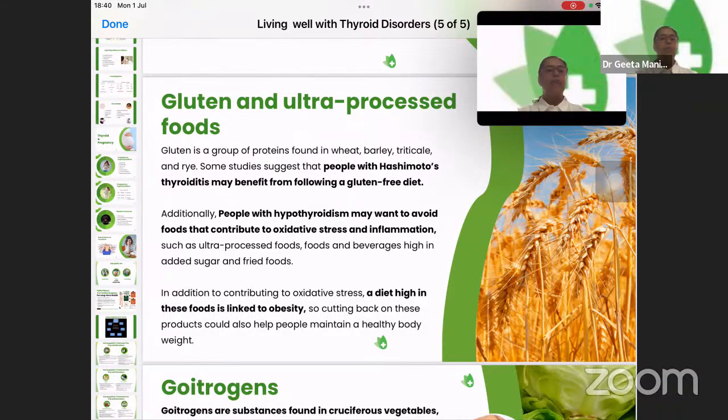Additionally, people with hypothyroidism may want to avoid foods that contribute to oxidative stress and inflammation. So basically, you need to take an anti-inflammatory diet. Foods like ultra-processed foods, foods and beverages high in added sugar, and fried foods are to be avoided. The factors contributing to oxidative stress are a diet high in these foods, and they are linked to obesity as well. So cutting back on these products could also help people maintain a healthy body weight along with a reduction in the thyroid hormones.